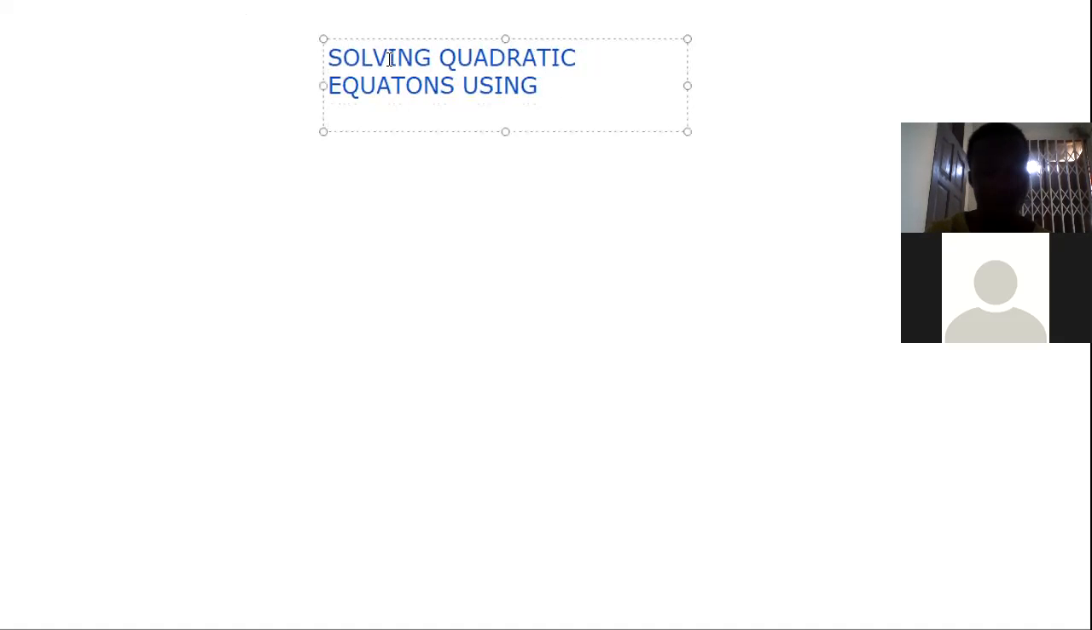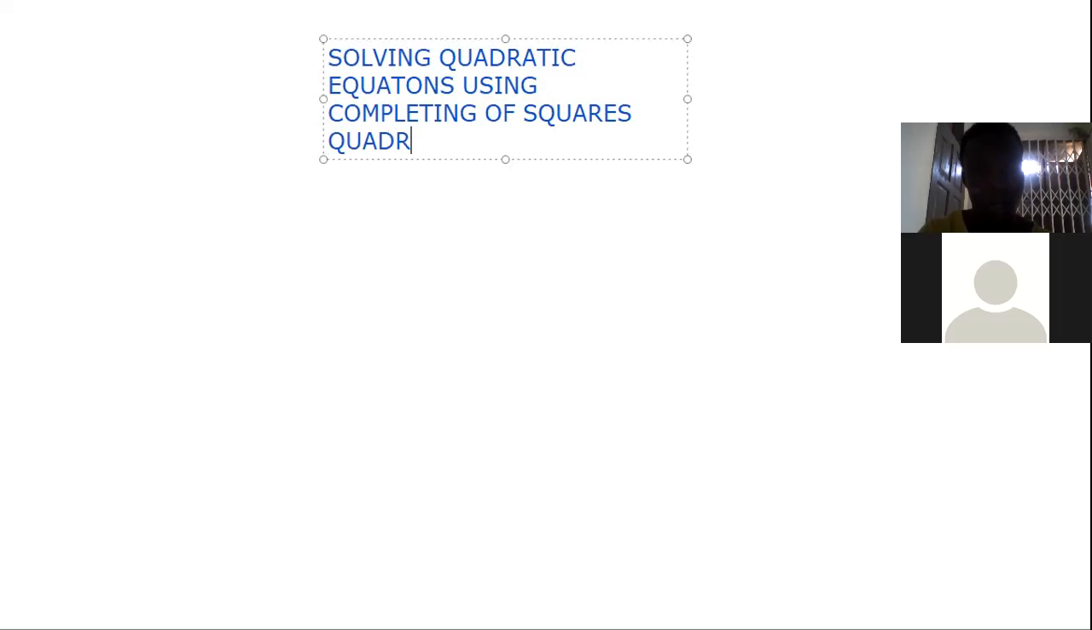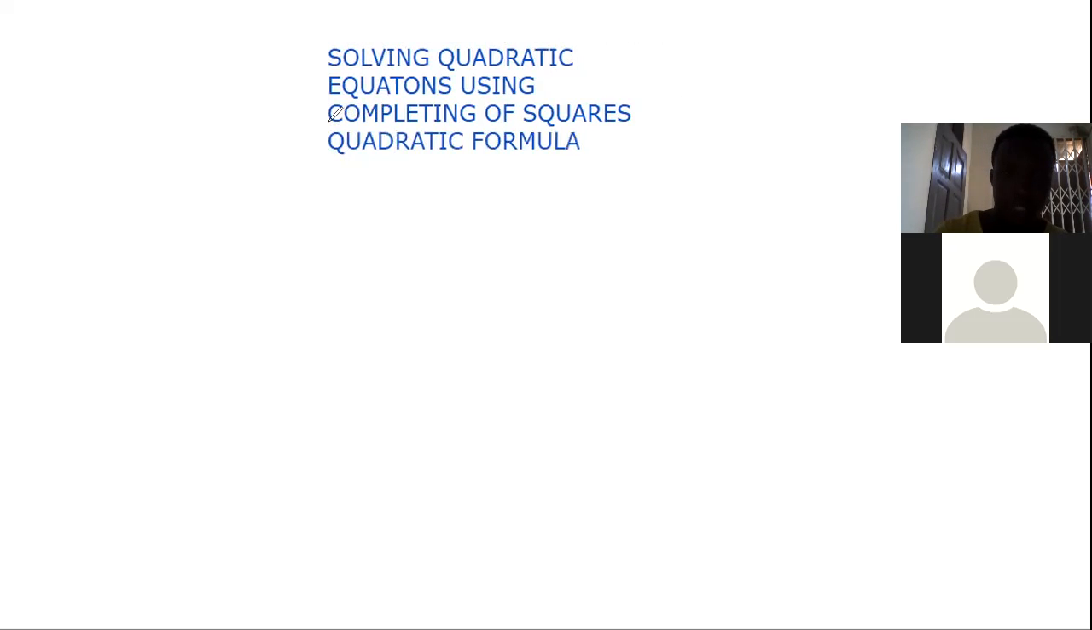Using number one, the completing of squares, and number two, the almighty formula or quadratic formula. So that's what we are going to do. We are first going to start with the completing of squares. Then we finish with the quadratic formula.